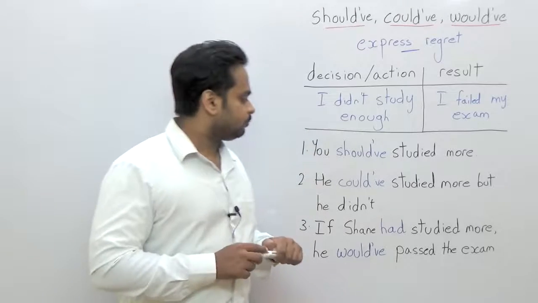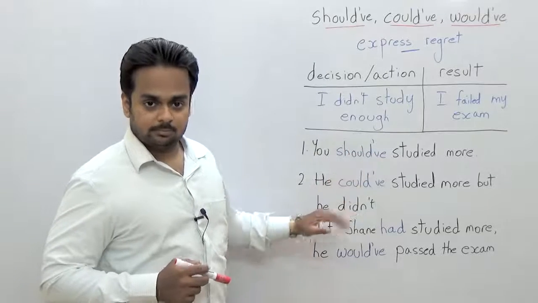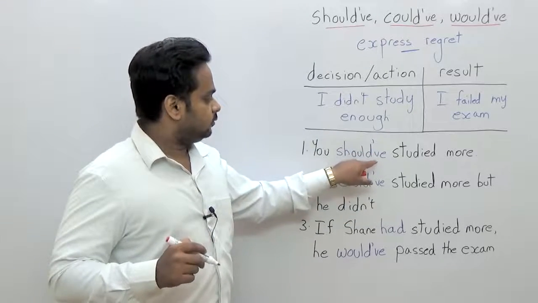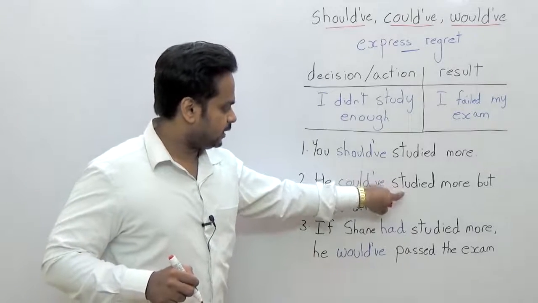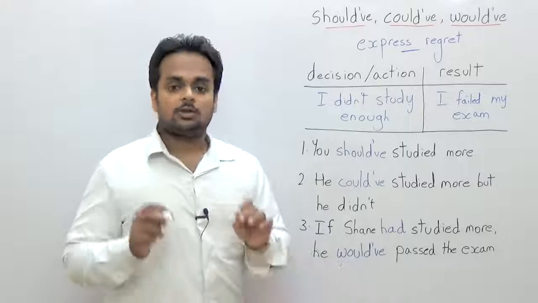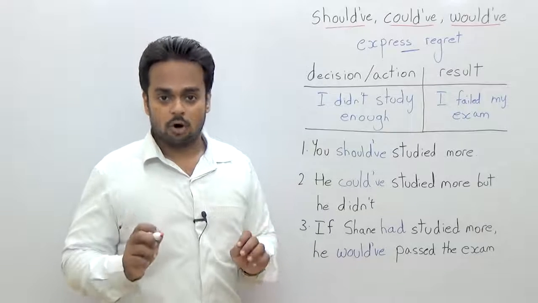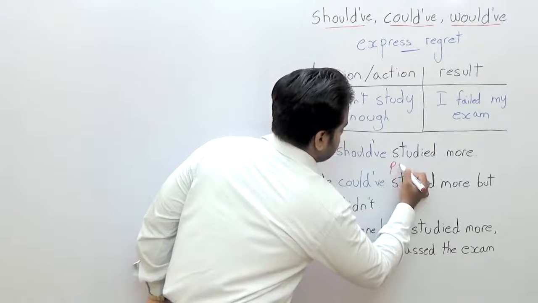But before we do that, I want you to notice the form over here. After should have, could have, and would have, you have studied over here, and passed over here. All of these are the past participle form of the verb.